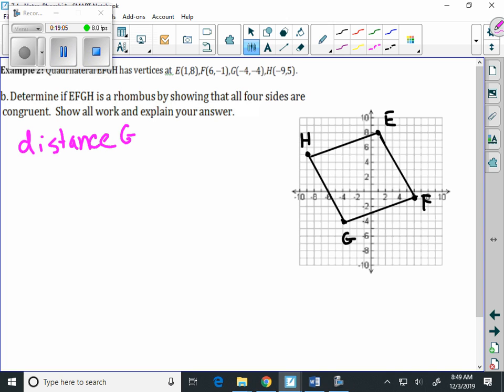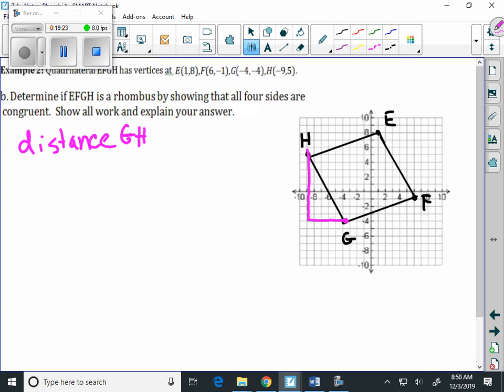of GH. Because the nice thing is, if it is a rhombus, then we're going to have the same calculation for all 4 sides. We might have the numbers out of order, but we're going to have the same 4 calculations. But we're going to start by drawing our triangle.